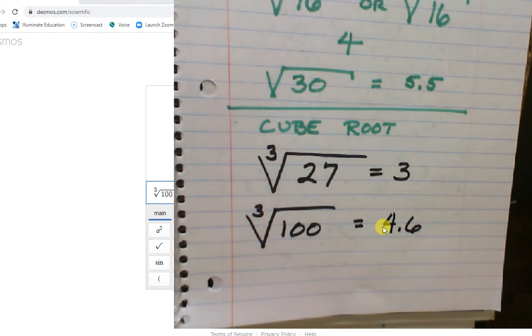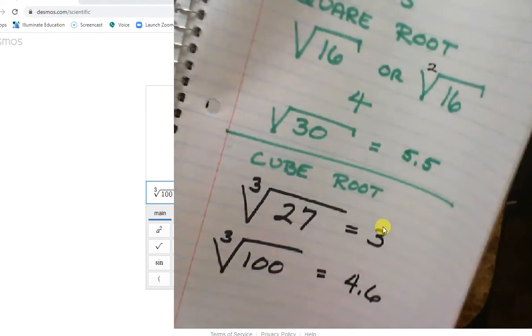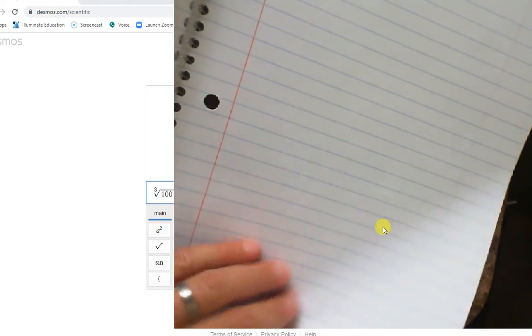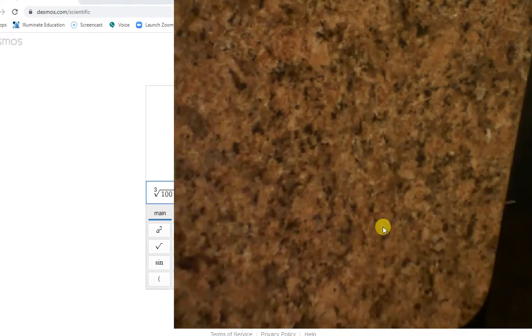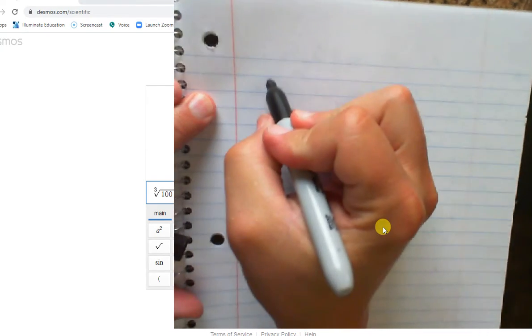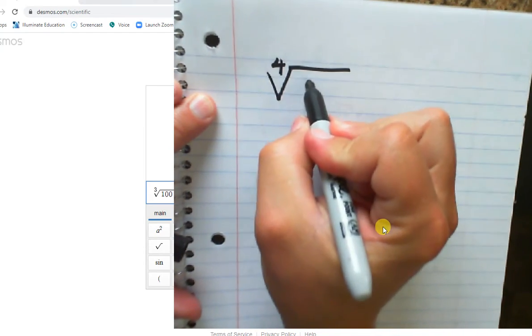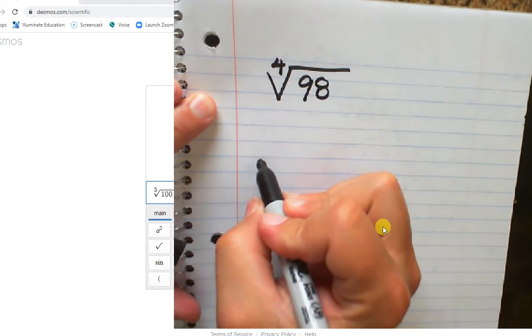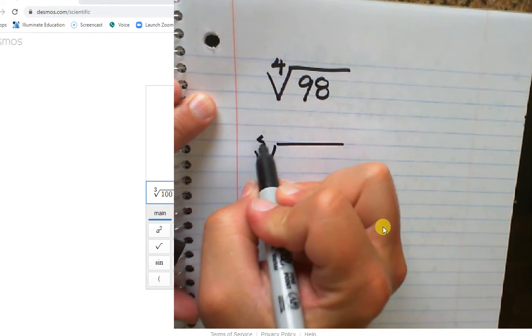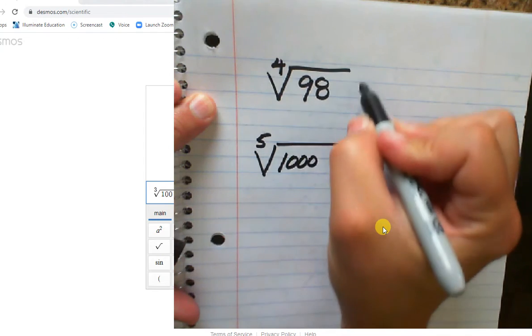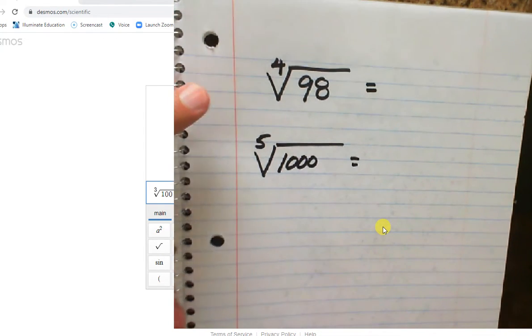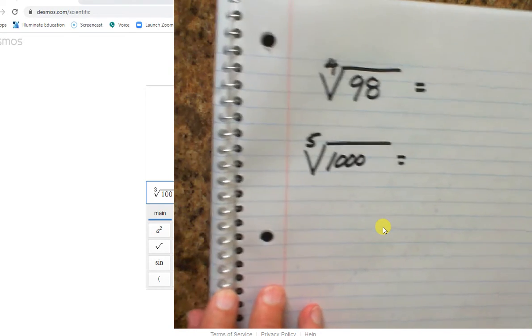Now we can actually do square roots, cube roots, fourth roots. I'm going to do a fourth root right now with you. And we'll even do a fifth root. But you could do any root that you want with a calculator. So let's do a fourth root of 98. And then, you know what, let's go with a fifth root of 1000. And we'll put these both in our notes. The fourth root of 98 and the fifth root of 1000.